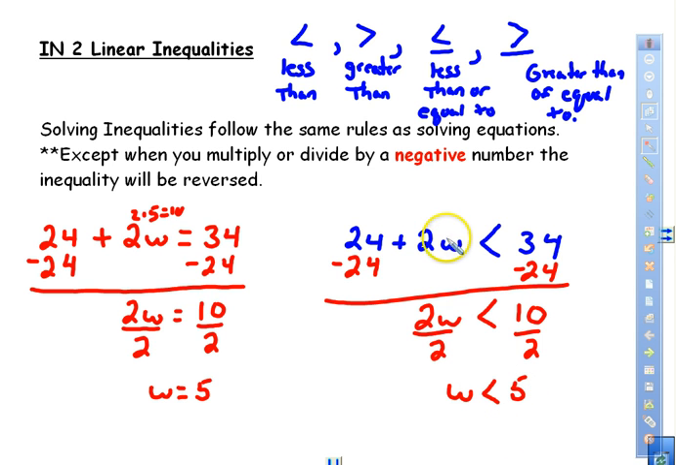Now what you do to plug it in up here is you simply need to take a number that is less than 5. Because w, the value of the variable, says it has to be less than 5. So let's choose a number that's easy to work with. Let's say 0. 0 is less than 5. So 0 times 2 equals 0. And 0 plus 24, is it less than 34? Yes, 24 is less than 34. Okay, so that is what an inequality does.